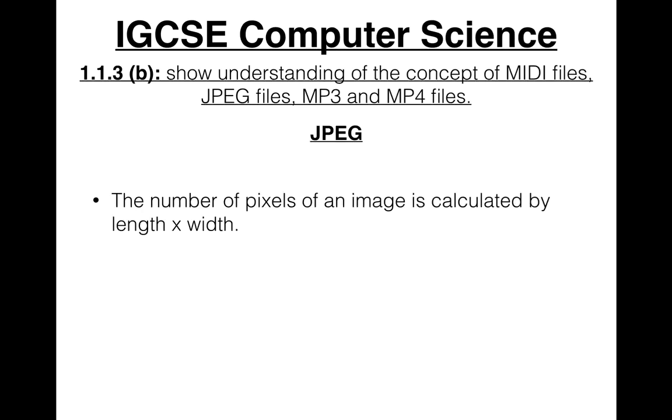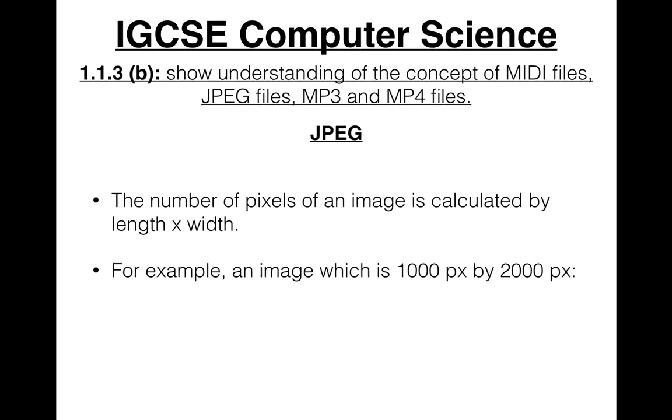So the number of pixels of an image is calculated by length times width. For example, an image which is 1,000 pixels by 2,000 pixels would be 1,000 times 2,000, which gives you 2 million pixels, as long as my calculator didn't screw up on me.